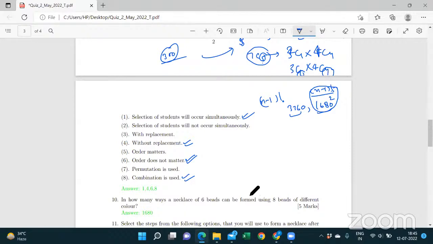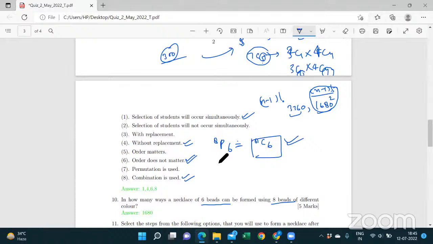See, what is the question first? Tell me, in how many ways can a necklace of 6 beads be formed using 8 beads of different colors? First, you have to form the necklace of 6 beads, not the total of 8 beads. So first, you have to do 8P6. Am I right? Yes, sir. It will be 8P6 or 8C6? Sir, 8P6. Okay. 8C6. 8C6 will be there.